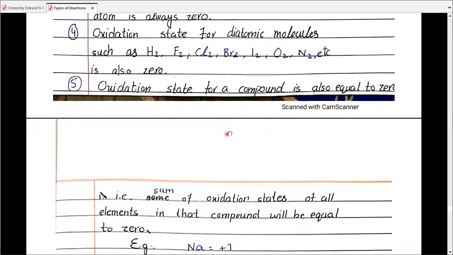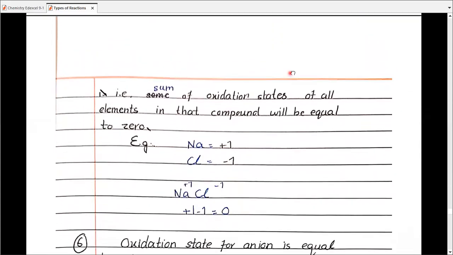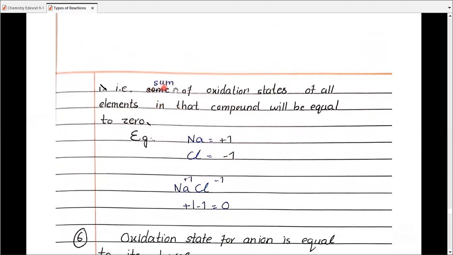This definitely requires some explanation. Now, the oxidation state of a compound is also equal to zero. That is, the sum of oxidation states of all elements in that compound will be equal to zero. Notice, NaCl is a compound, the table salt we eat every day. It is composed of 2 different atoms, Na and Cl. If we take their oxidation states and simply add them arithmetically, as we commonly do in maths, the answer should be equal to zero.